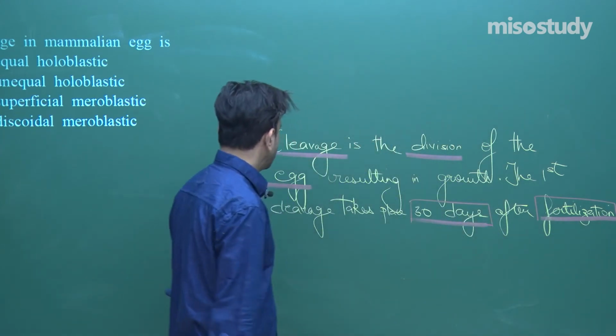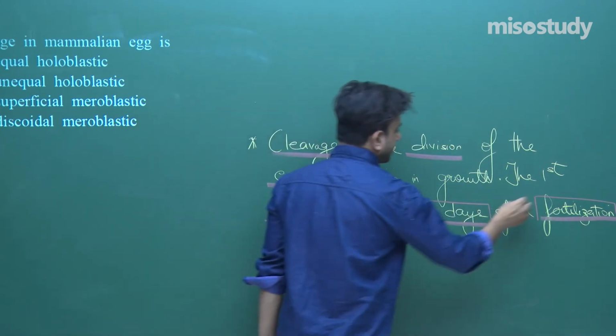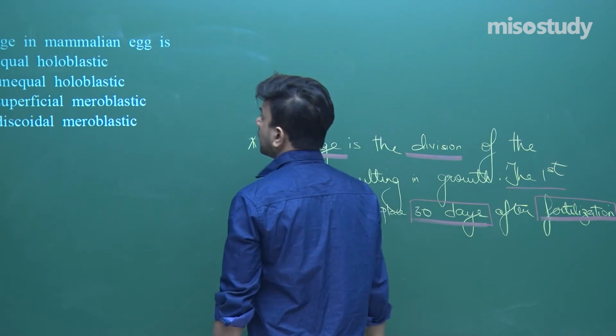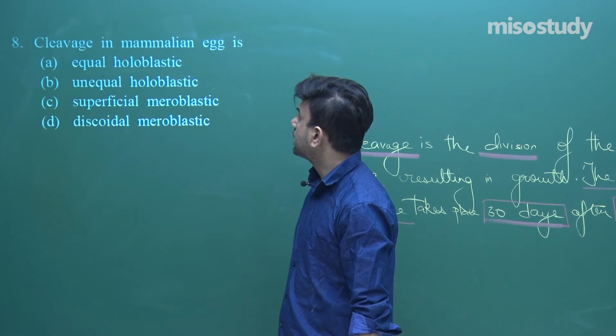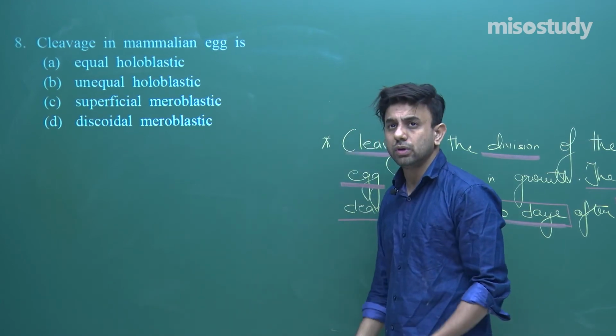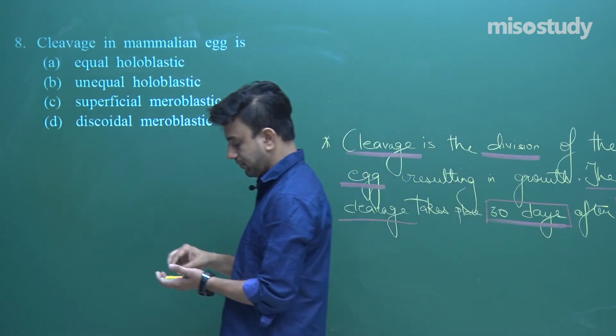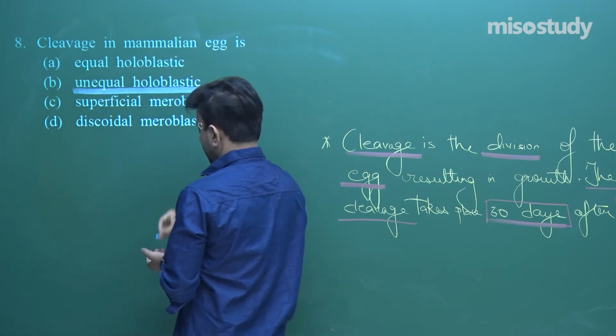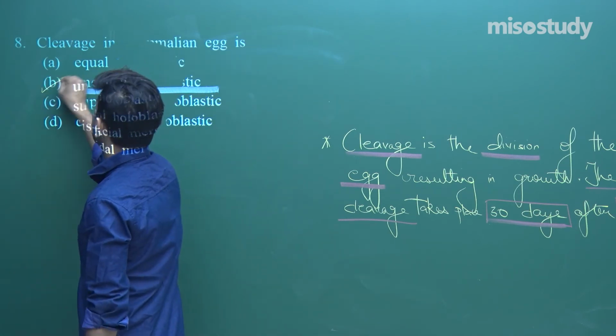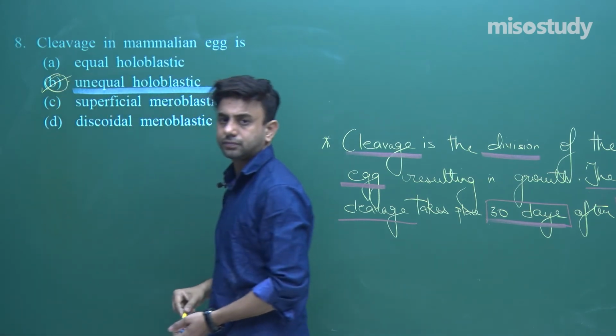The first cleavage takes place 30 days after fertilization. It is unequal and holoblastic. Cleavage in the mammalian egg is unequal and holoblastic. So this would be the option.